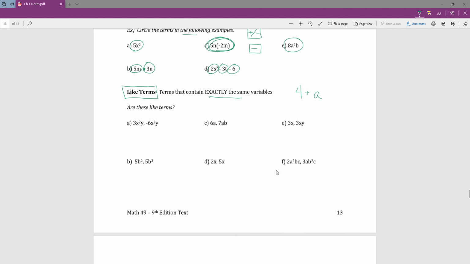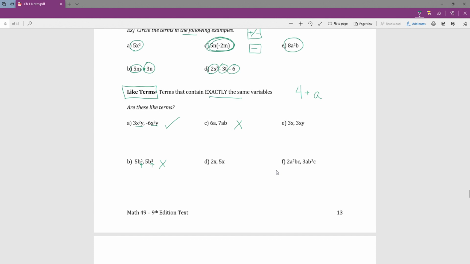So this first one, this 3x squared y and negative 6x squared y, because the variable parts are the same, that makes them like terms. Down here for B, they have the same coefficient, and they have the same letters, but they don't have the same exponent. And so you are not allowed to add or subtract those. Those are not like terms. Moving on through here, C, we've got A's and AB's, so that makes them not like terms. You can't add or subtract those terms.